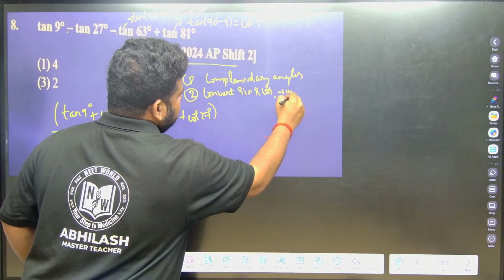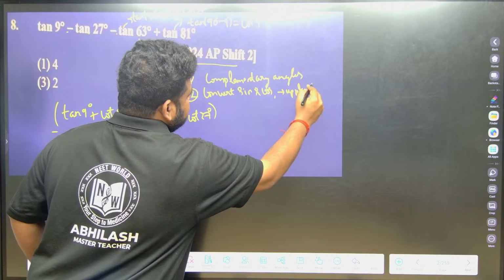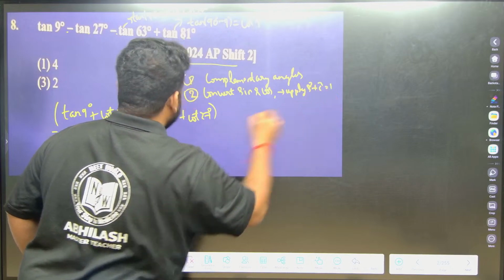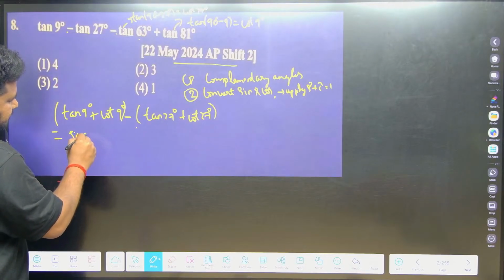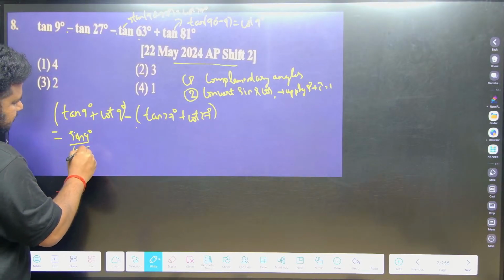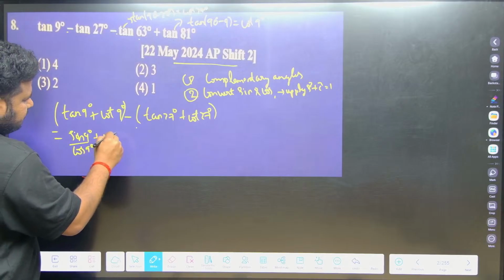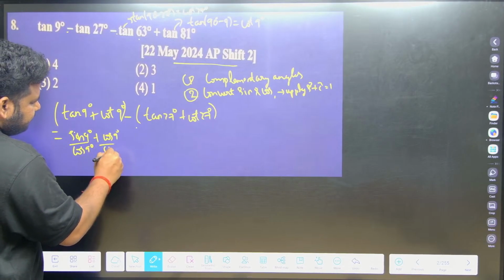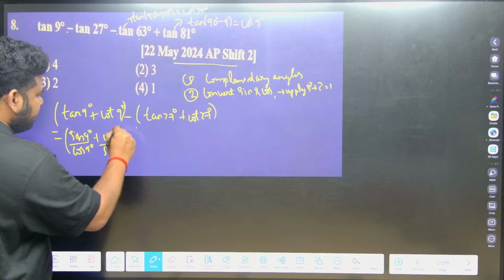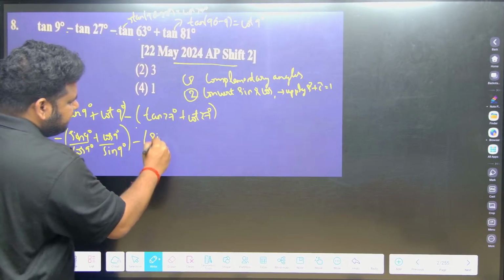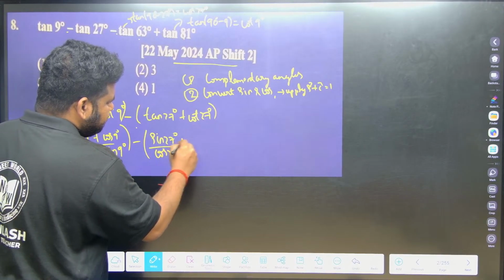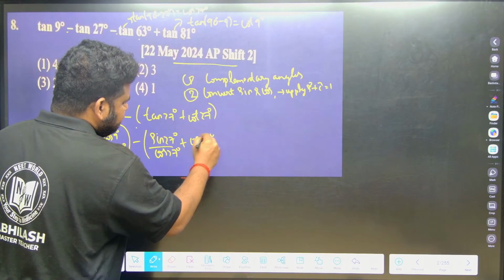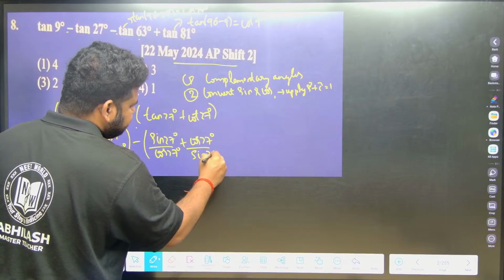Apply sin square theta plus cos square theta is equal to 1. That is what we will apply here. So this will become sin 9 degree by cos 9 degree plus cos 9 degree by sin 9 degree. Similarly, if I apply here, this will become sin 27 degree by cos 27 degree plus cos 27 degree by sin 27 degree.